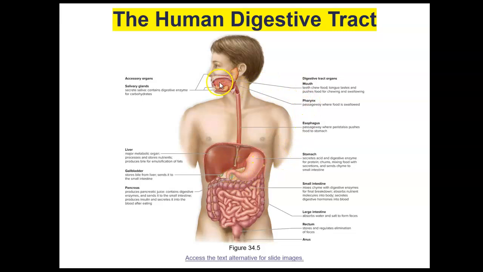Now, the GI tract begins with the mouth, and then food passes into the pharynx or the throat, then the esophagus, which simply passes the food to the stomach. The stomach is located more on the left side of the upper abdominal cavity, and the liver is located more on the right side. So the stomach and then the small intestines, and they're all folded in here, and then the large intestine, rectum, and anus.